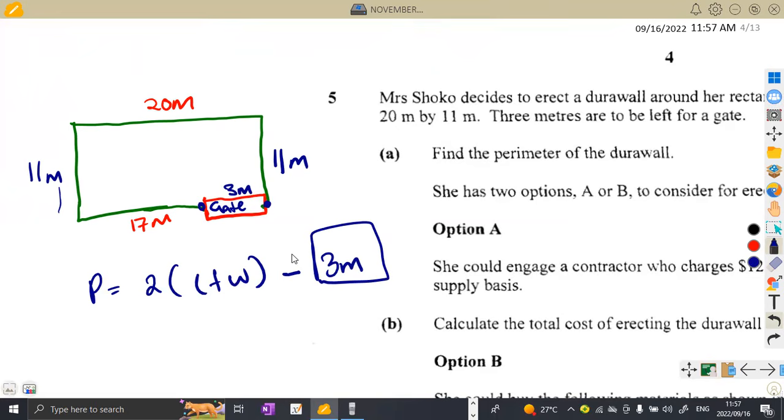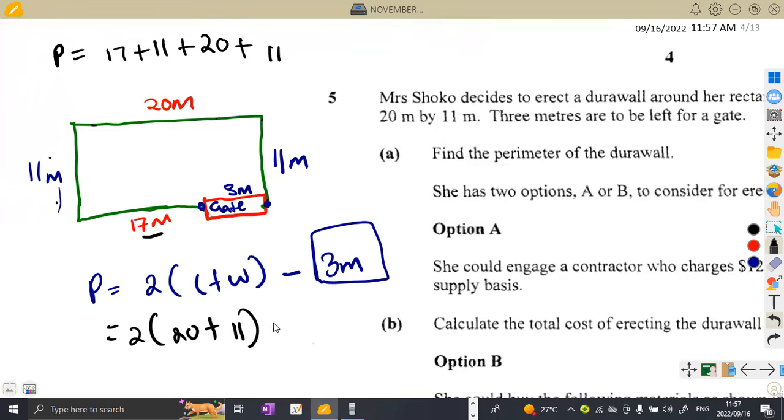Okay, so that is what you're going to have, or you can just add your perimeter, since perimeter is distance right around the shape, you can just say your perimeter is going to be 17 meters plus from this point to this point is 11, plus from this point to this point is 20, plus from this point to this point is 11. That's your perimeter. Or you can use this one, then we have to subtract 3 meters, okay? So it's going to be 2 into length, that is 20, plus width, which is 11. Whatever that I get here, I have to subtract 3. Still, I'm going to have the same answer.